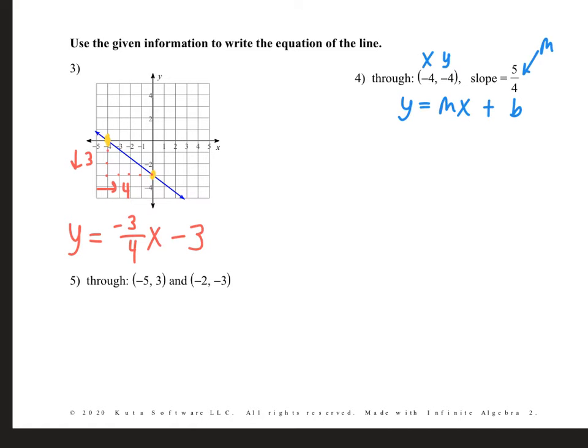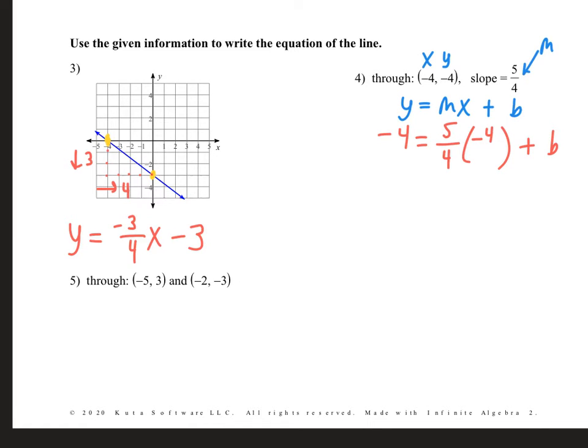So if you have an equation and you know everything except one piece, you should be able to solve it. So let's plug in what we know. The y, the coordinate given y value, was -4. The m, the slope, was given as 5/4. That gets multiplied by x, which in this case is -4, plus b.